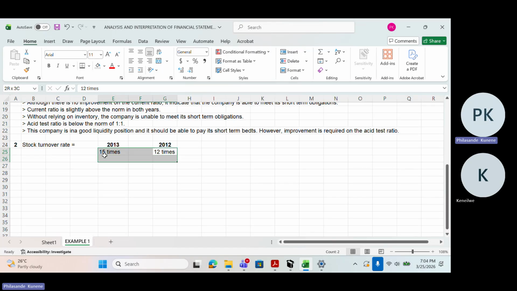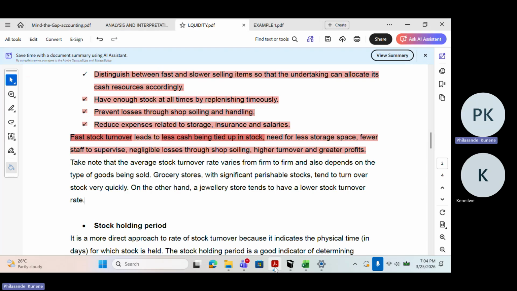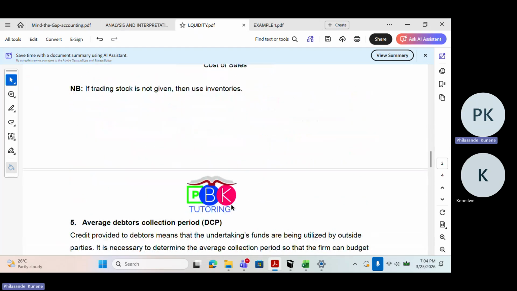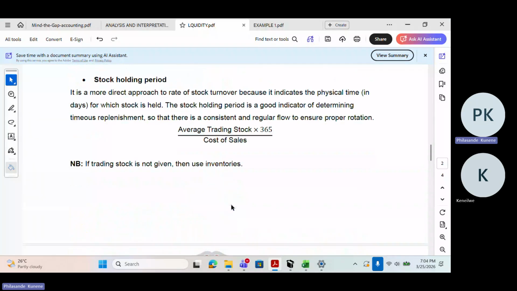The stock turnover rate should always increase, indicating that my stock is moving fast. It is easy for me to convert it into cash. When you have cash available, it's easy for you to meet your short-term obligations, because whenever you need money, it will be easy for you to convert your stock into cash and make money. That's what the stock turnover rate says. We are going to do the calculation on it, and then we'll see.